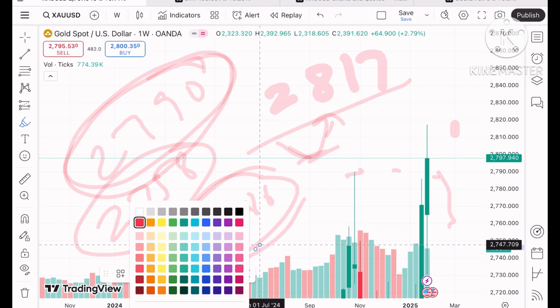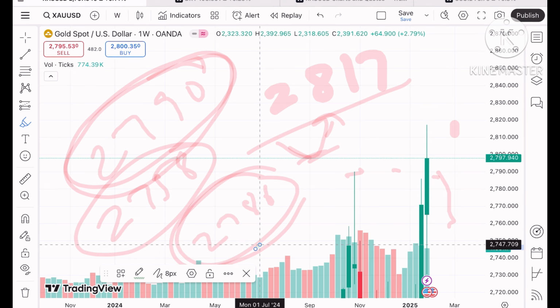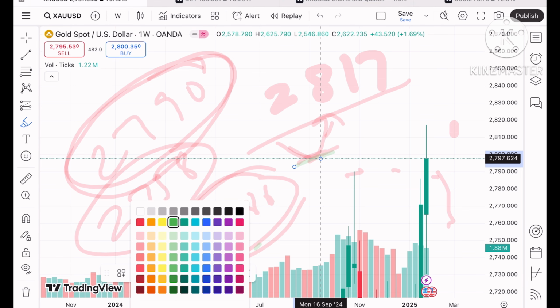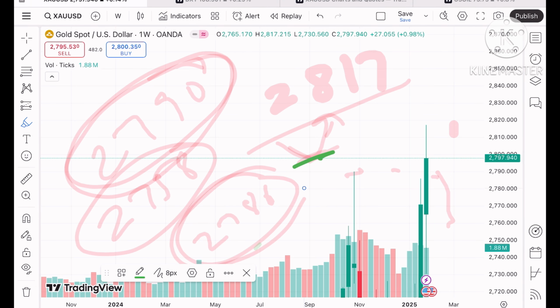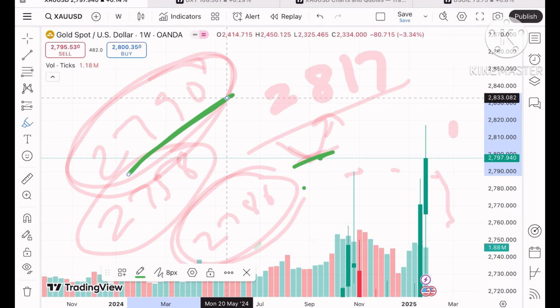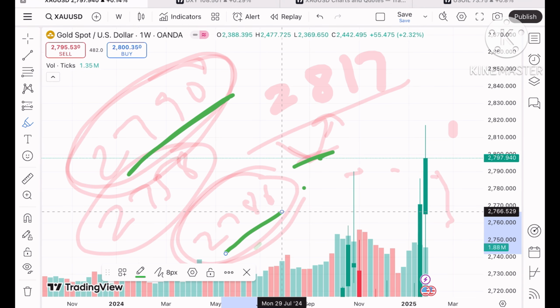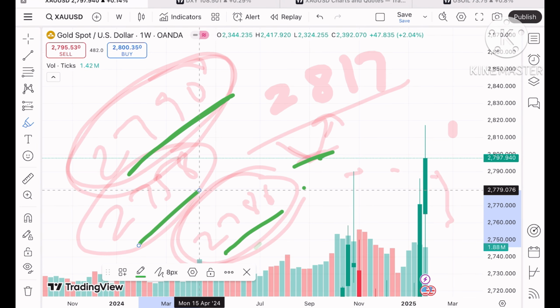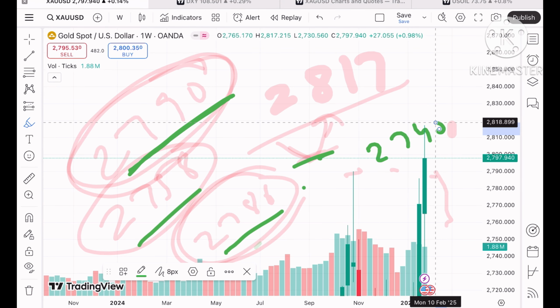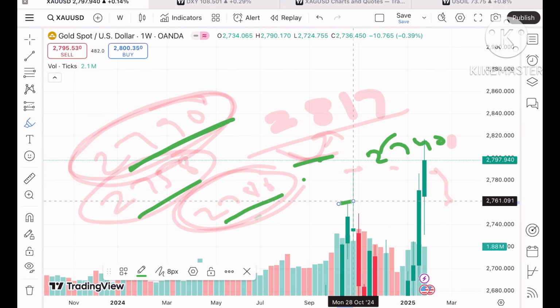Understand that if the price started falling below these supports, then after the level 2786 we can see a level 2758, and then from there a further downfall towards 2740 also. These are the supports, so you have to understand.